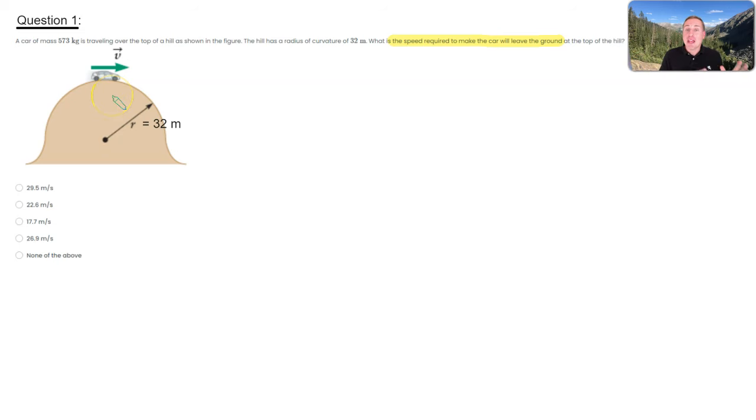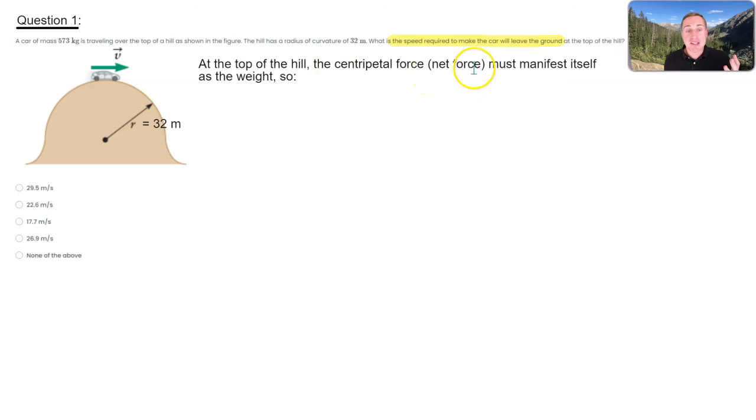Something else must manifest itself as the centripetal force. And in this case, only the weight will manifest itself. So at the top of the hill, the centripetal force, that's the net force, must manifest itself as the weight. So we come up with the following equation at the top of the hill. The centripetal force is equal to the weight.